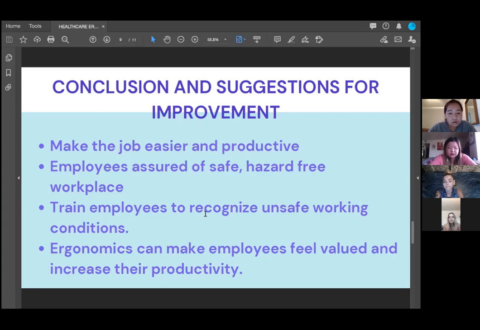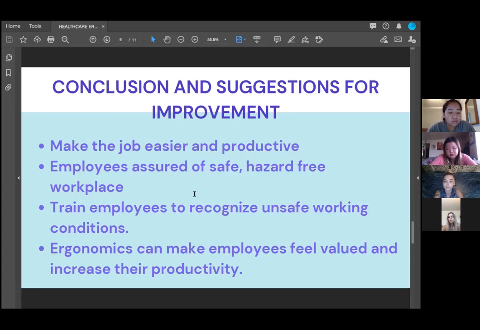And lastly, ergonomics can make the employees feel valued and increase their productivity. This is true when the employees are using ergonomics. They feel valued and their productivity increases. We believe that ergonomics can make our job easier and productive, along with the satisfaction and assurance that our workplace is safe from hazards and risk factors.